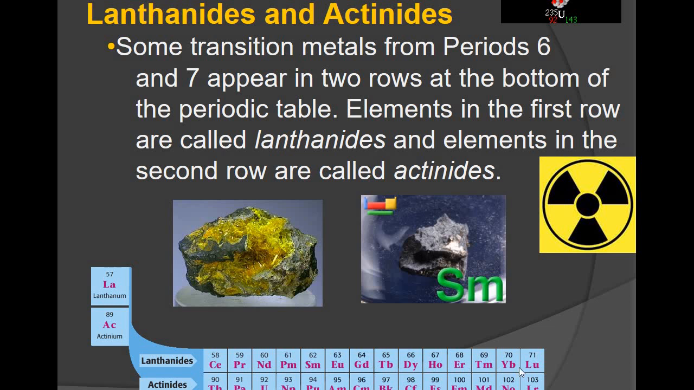The first row are a lot like alkaline earth metals. The lanthanides, very similar. So they're reactive, not as reactive as alkaline earth metals, and have general properties just like alkaline earth metals. Actinides, they're kind of known for their radioactivity. You have uranium, and they're your heaviest naturally occurring elements. Most of them are actually man-made.